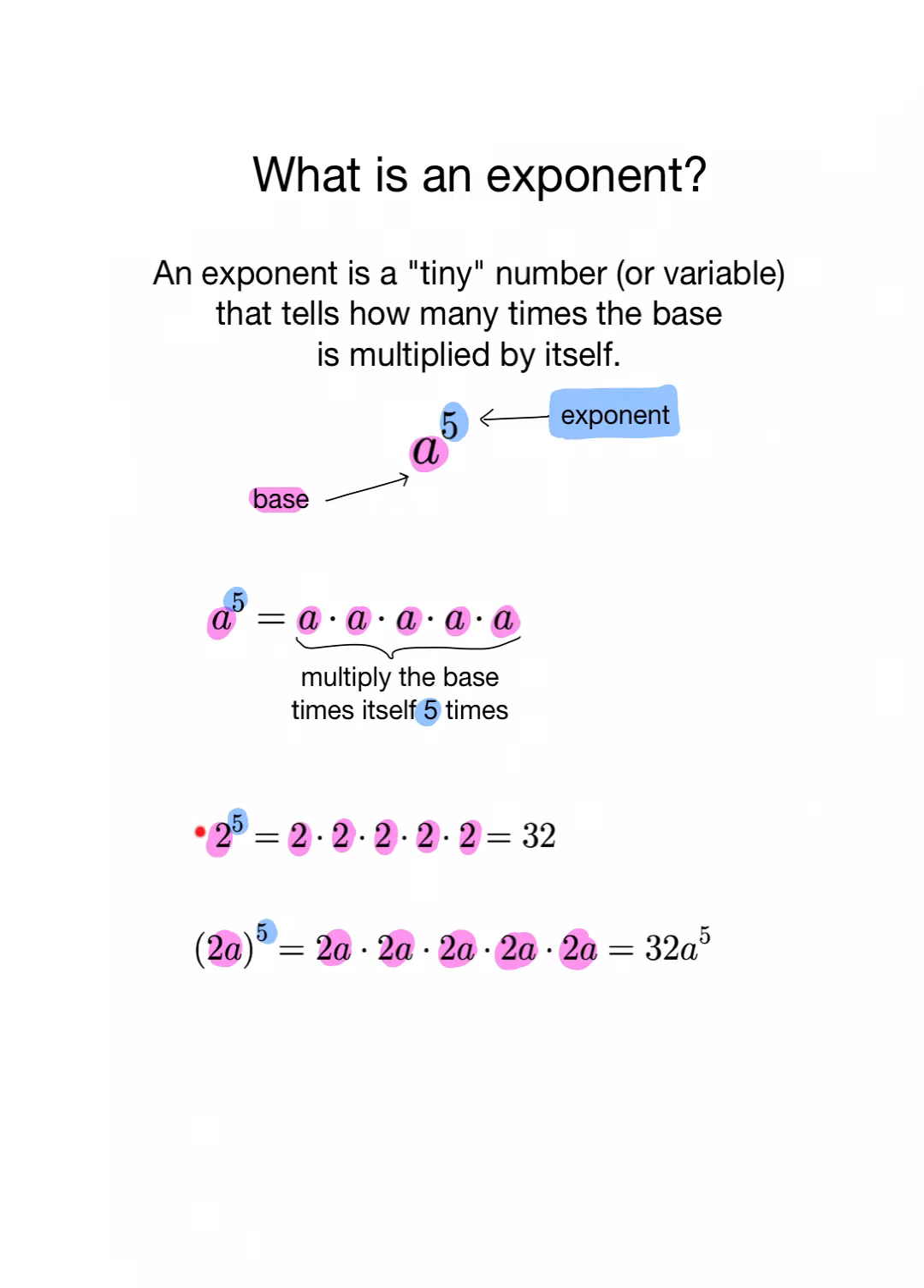In the same sense, 2 to the fifth would mean writing down 2 5 times and multiplying them together. 2 times 2 times 2 times 2 times 2, we do in pieces. 2 times 2 is 4, times 2 is 8, times 2 is 16, times 2 is 32. Putting it all together, if I have 2a in parentheses to the fifth power, I would write down 2a 5 times and multiply it together. I know that 2 times 2 times 2 times 2 times 2 equals 32, and a times a times a times a times a equals a to the fifth.